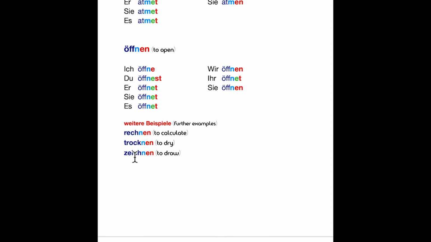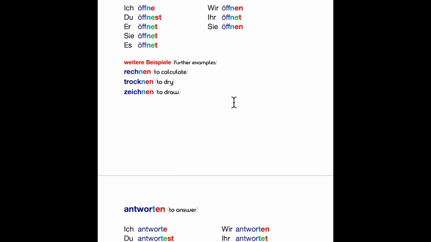Again, I have a few examples here for you to practice with. This is rechnen, to calculate. Word stem is rechn, all right? Then trocknen, to dry. Word stem is trockn. And to draw is zeichnen. Word stem, zeichn. All right? So you can practice with that. Again, same rules here apply if you just basically have the ending like here, added to these verbs in the respective person, you're all set.